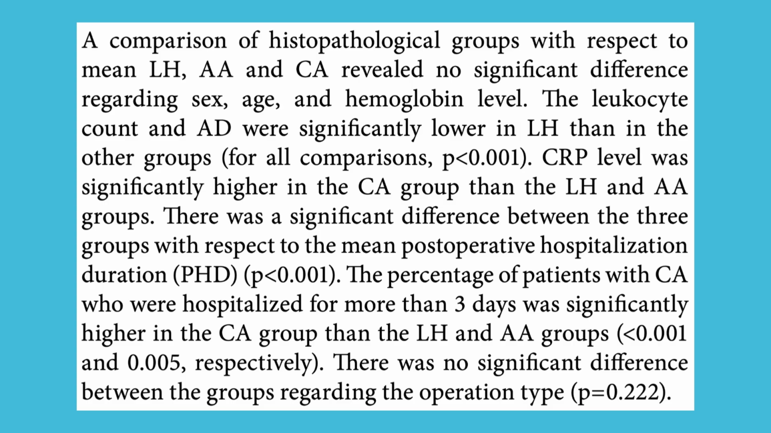A comparison of histopathological groups with respect to mean LH, AA, and CA revealed no significant difference regarding sex, age, and hemoglobin level. The leukocyte count and AD were significantly lower in LH than in the other groups. For all comparisons, P less than 0.001. CRP level was significantly higher in the CA group than the LH and AA groups.